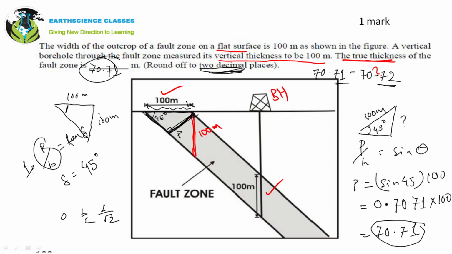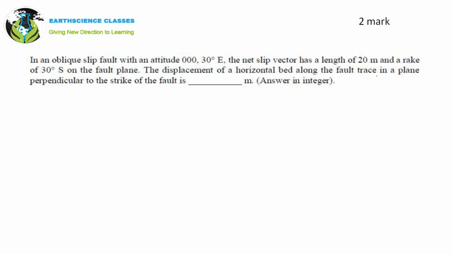So this is the procedure that I was telling. Then the next question, it is a 2-mark question, in an oblique slip fault. So it is given oblique slip fault. I have always told you, whenever you see a question, first try to imagine or draw a diagram. So oblique slip fault, let's make an oblique slip fault.